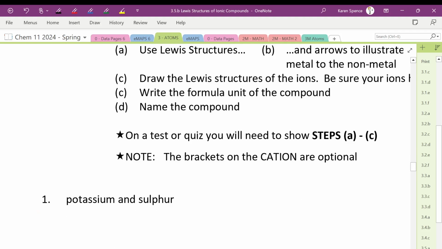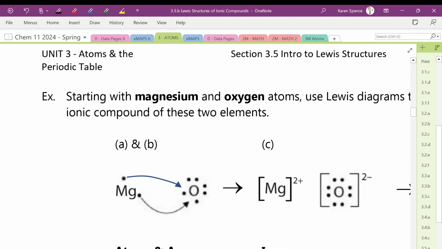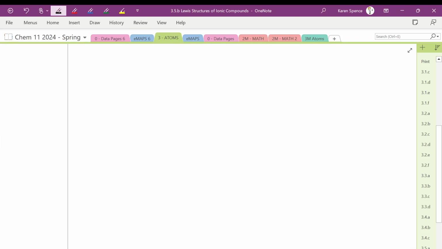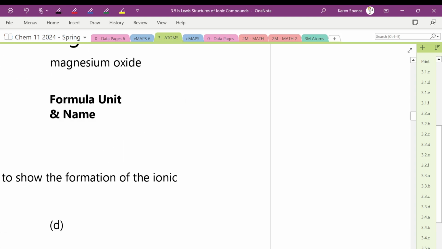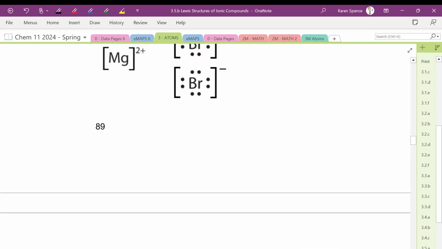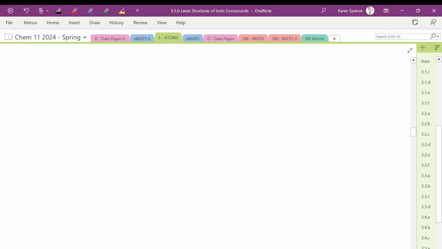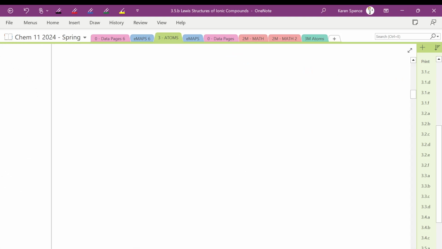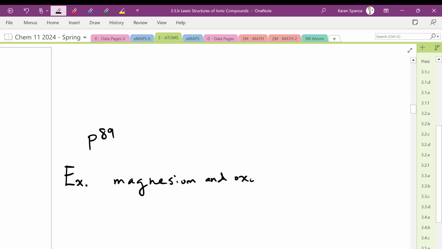All right. Let's go back and do a couple of examples. Let us do Mg, magnesium and oxygen. Now, you can choose to just watch this. This is on page 89, or I think it would be more effective if you drew it along with me. Oh, there it is. So this is on page 89. Magnesium and oxygen.